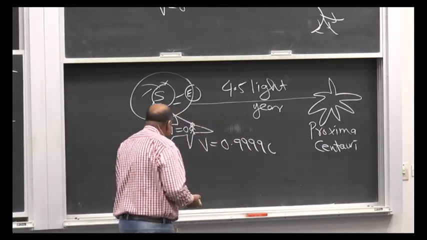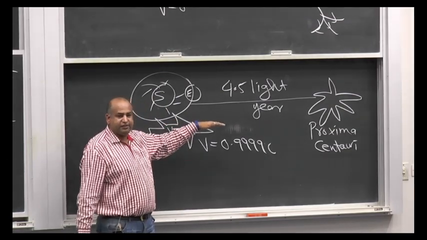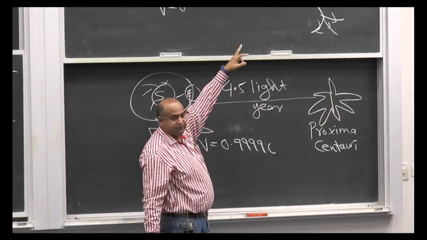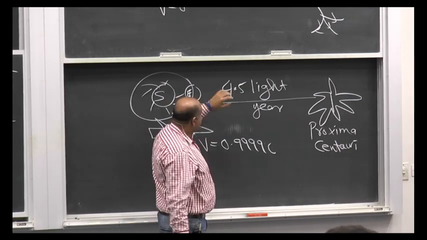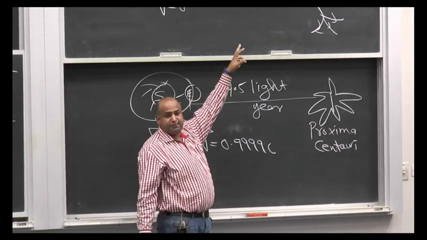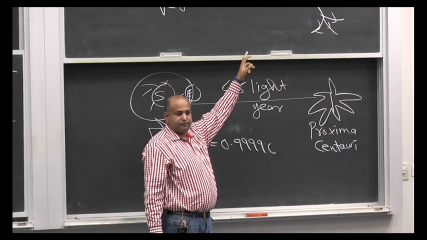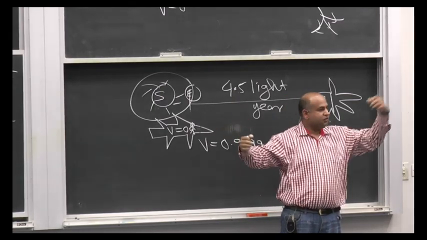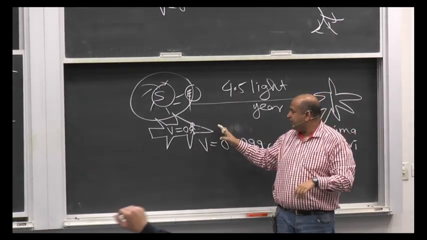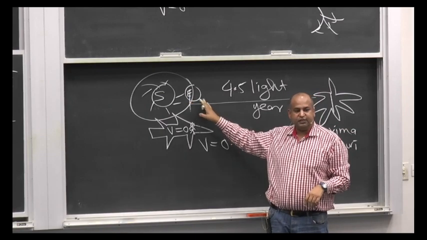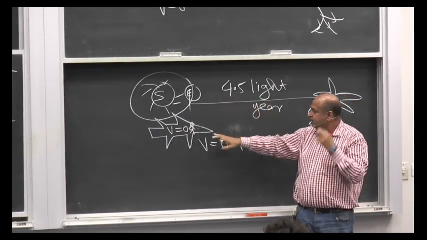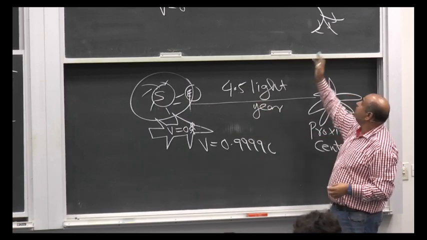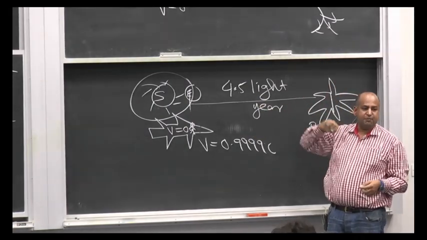So what happens is this. When you are moving with this speed, the length from here to here is contracted by a factor of 70. So the length is 4.5 divided by 70. When you are in the ship, you're going very fast. The length from Earth to Proxima Centauri, which is 4.5 light years in this rest frame, is not going to be 4.5 light years for a person in the ship. It's going to be 4.5 divided by 70. It's L naught by gamma.